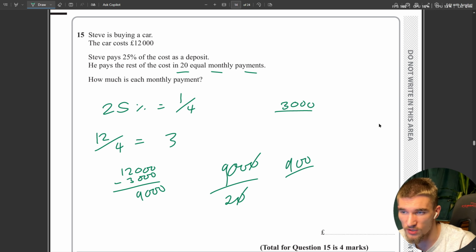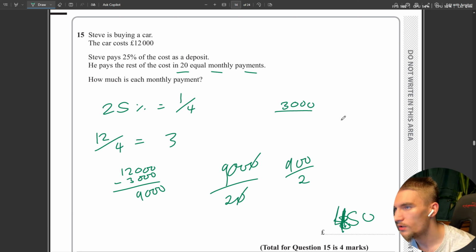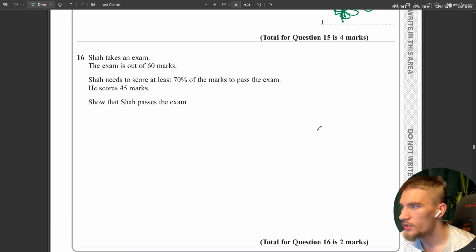So really all I'm doing here is 9,000 divided by 2. So I'm just halving 900, sorry. So 900 divided by 2 would give me 450. Right? So that's how much he's going to pay monthly.